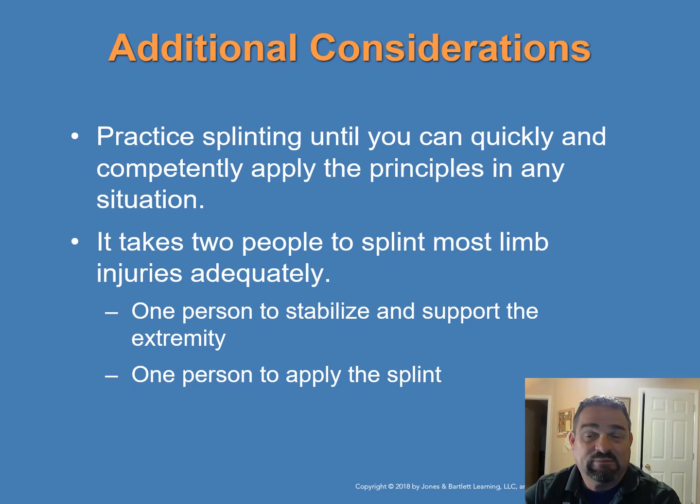It takes two people to splint most limb injuries adequately: one person to stabilize and support the extremity and one person to apply the splint. So learn how the team functions as a unit during stressful situations and be prepared to work with any member of the EMS team who arrives to assist you.